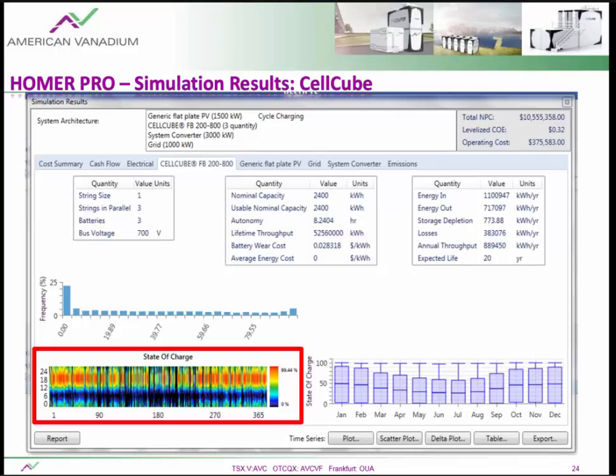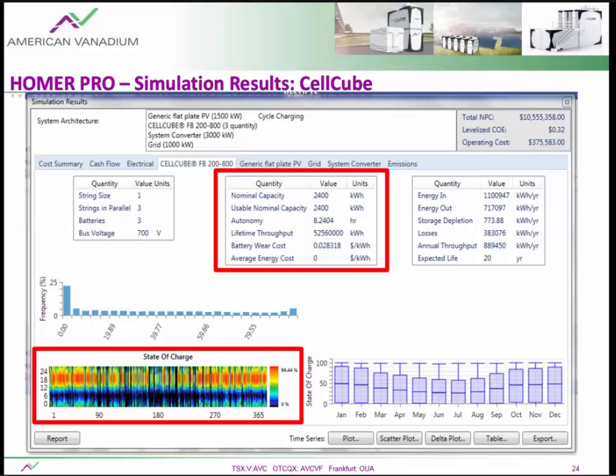Around 8 o'clock or so, the battery starts to charge, gets fully charged by noon, and starts discharging as it's required to provide for the load.